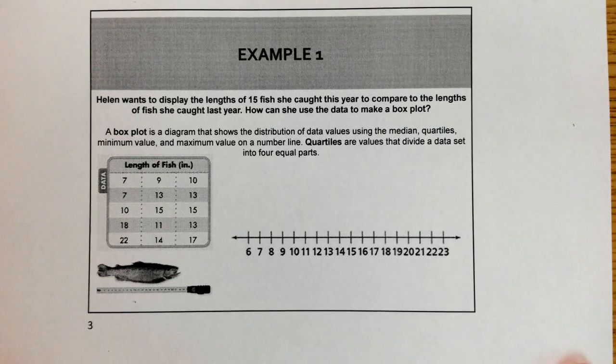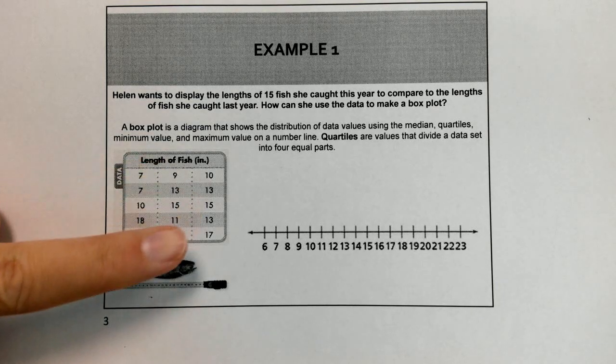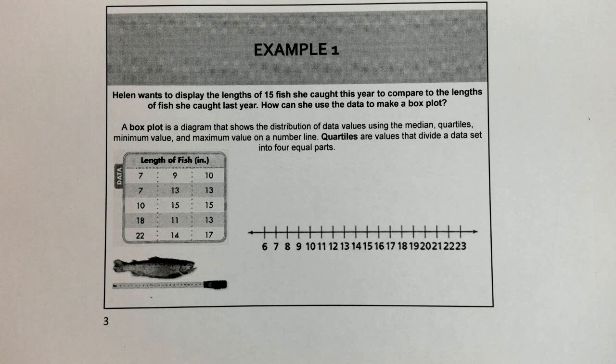So here it says, Helen wants to display the lengths of 15 fish she caught this year to compare to the lengths of fish she caught last year. How can she use the data to make a box plot? So here's our data, the length of our fish in inches. A box plot is a diagram that shows the distribution of data values using the median, quartiles, minimum value, and maximum value on a number line. Quartiles are values that divide a data set into 4 equal parts.